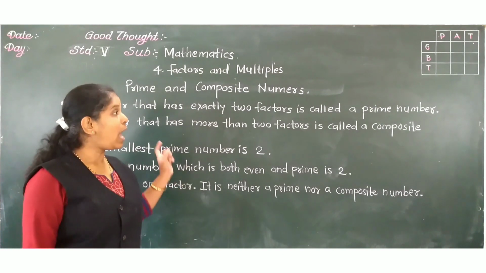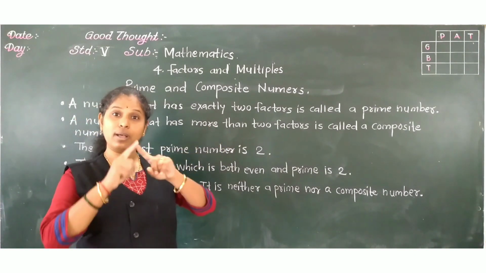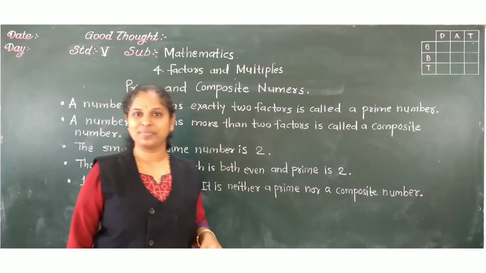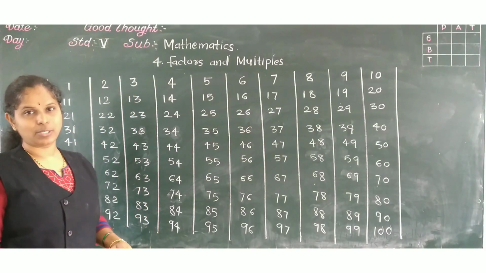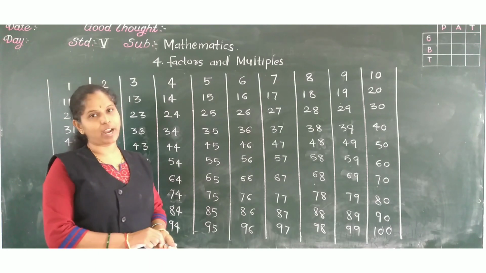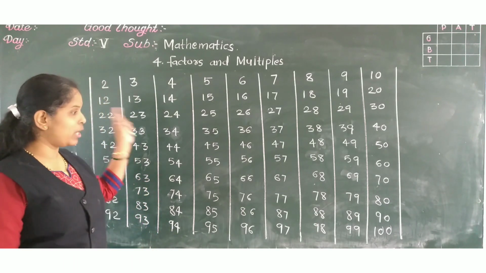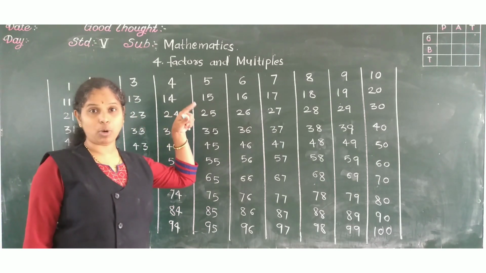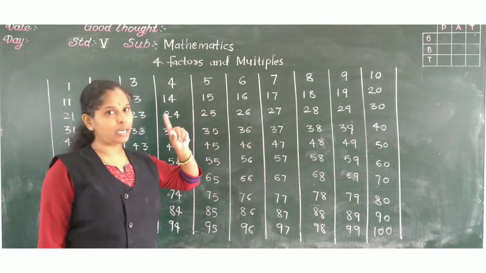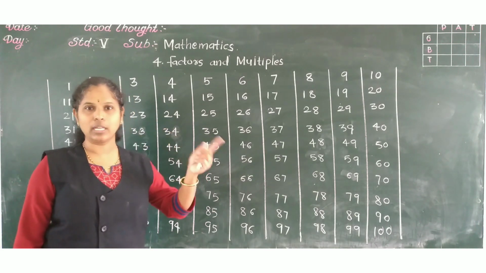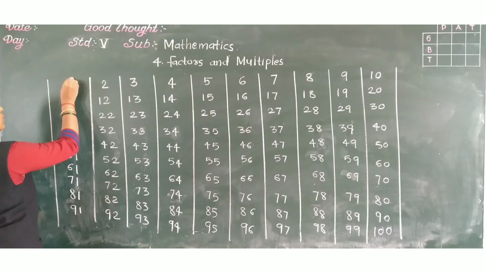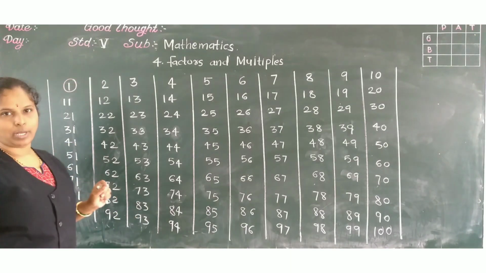Now students, I'll show you how to find the prime numbers from 1 to 100. There is one easy method by which we can find the prime numbers from 1 to 100. In the important facts, I told you 1 is neither a prime nor a composite number. So I will put a circle on that one.